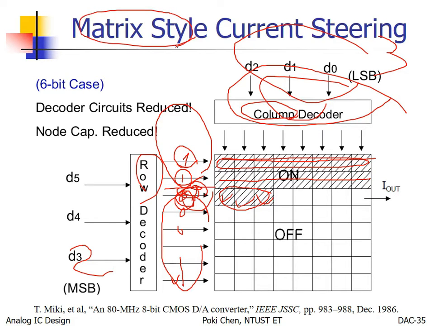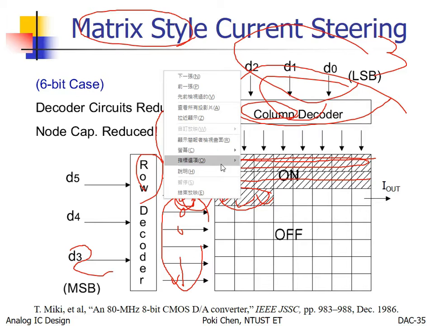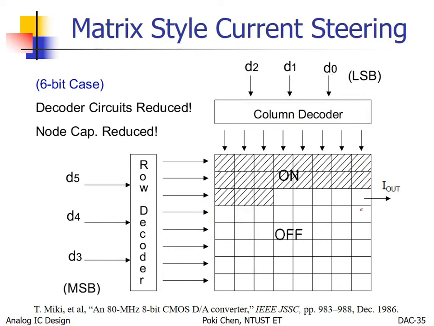Okay, let's go back to the origin. From the very beginning, we have 0 here, right? 0 there, right? So nothing to be turned on. Everything needs to be off. And then the next is 0 and 1. It means what? You need to turn on this, right? Then 2, 3, 4, 5, 6, 7, 8.